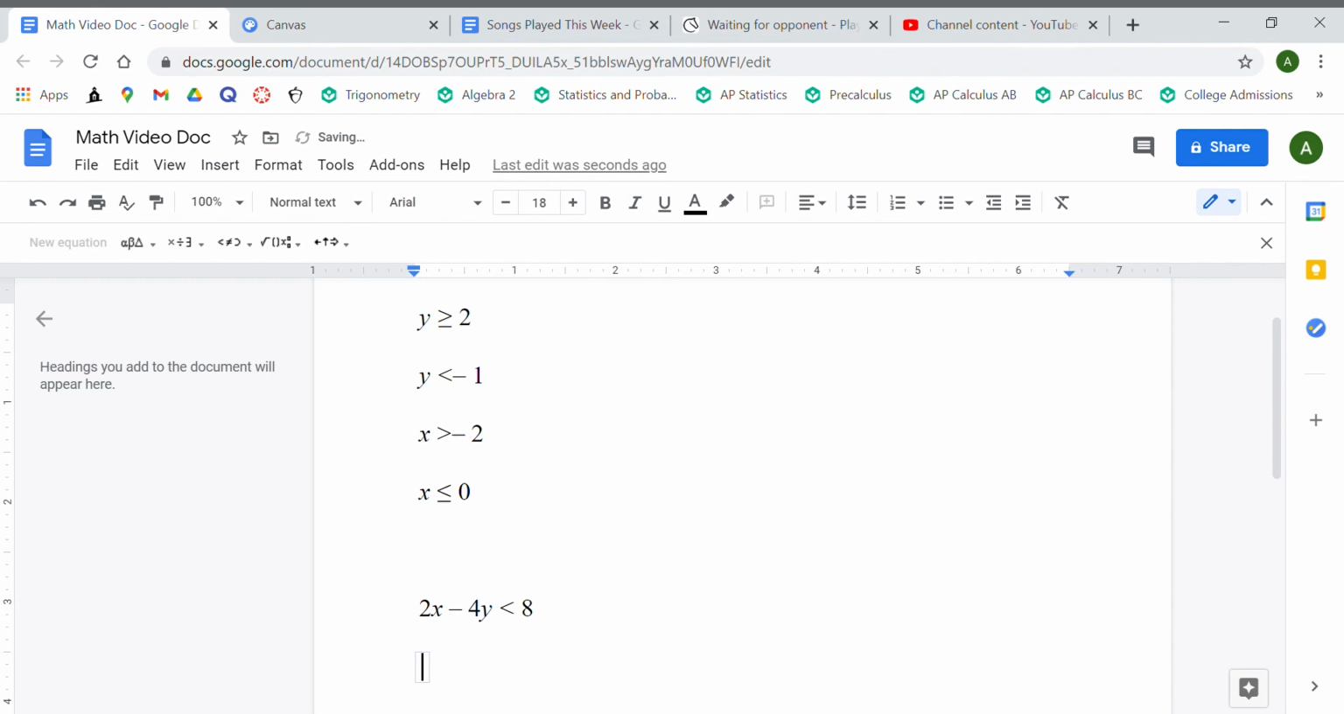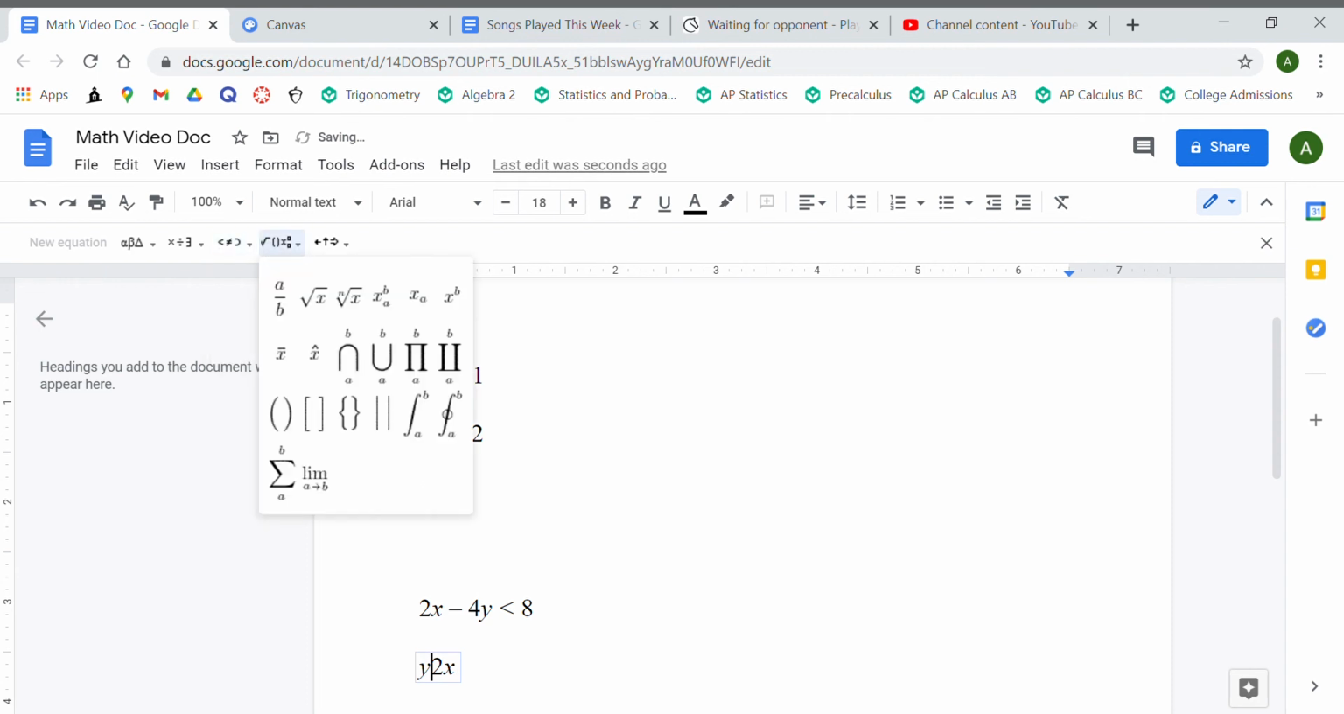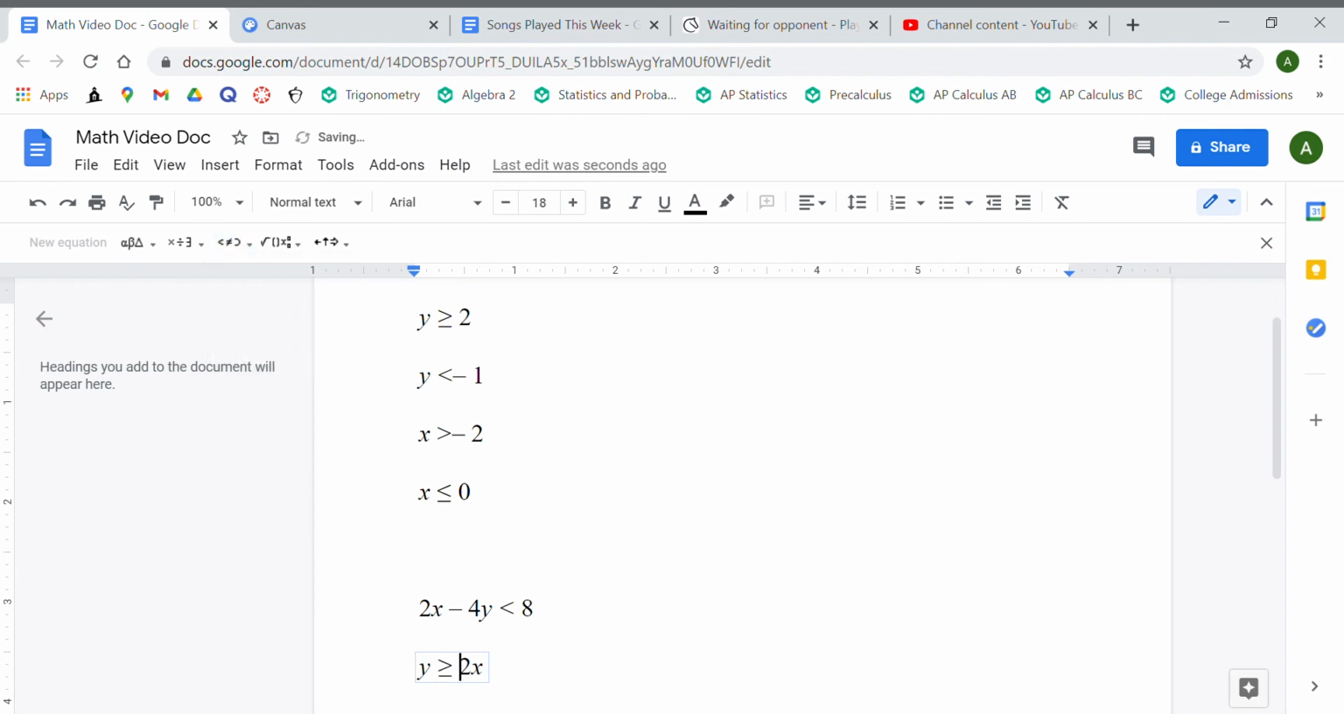Alright. I'm going to give you one more. Actually, how about this one? Think you can graph that? I don't know. You tell me when you get back. Or you say, because guess what? Time's up. y is greater than or equal to 2x minus 4.